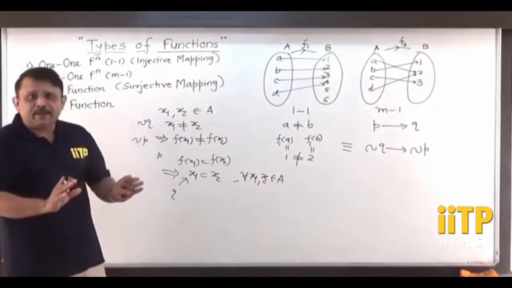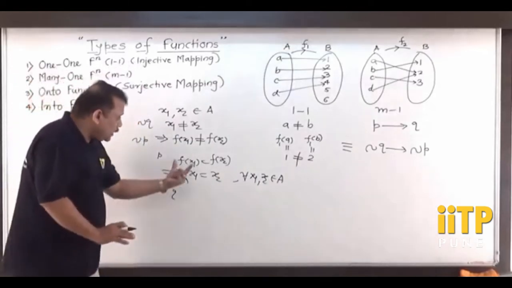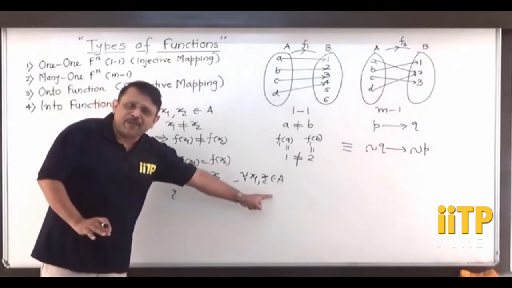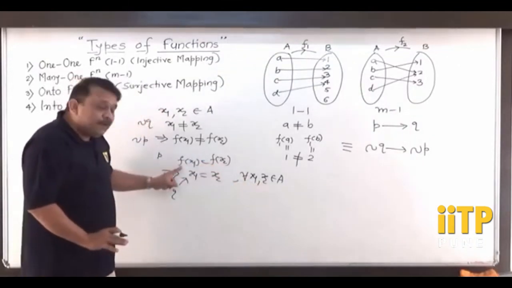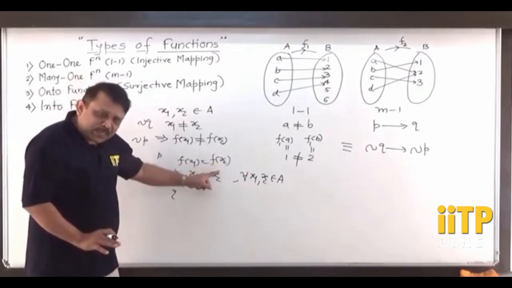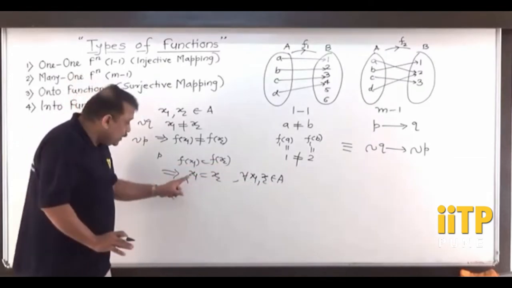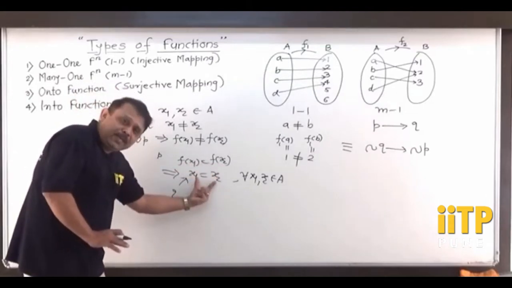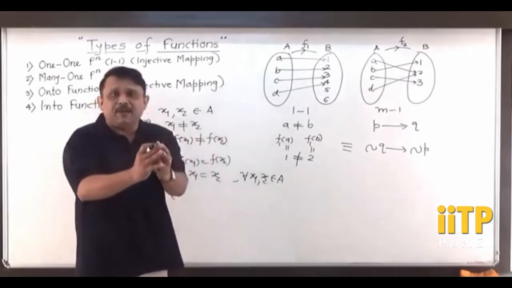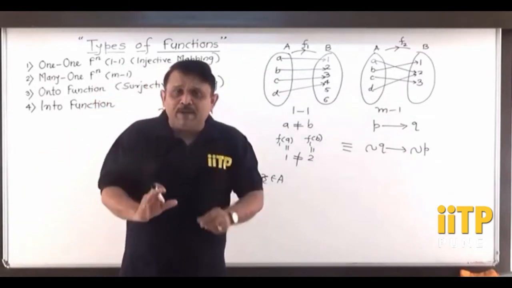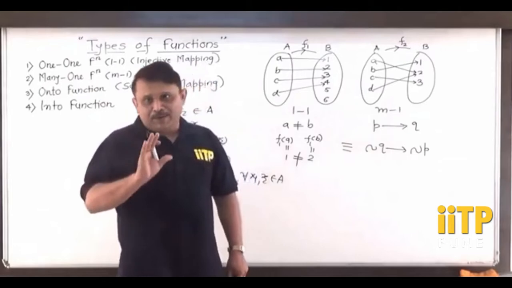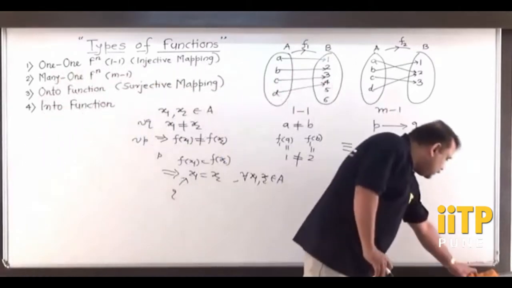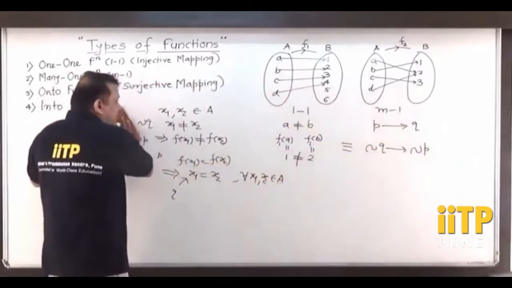So in order to show that the function is 1, 1, consider values of the function at x1 and x2, any x1, x2 belonging to A. When the values of the function are the same, then x1 equals x2. These are the images of x1 and x2 and these are the pre-images. So whenever images are equal, pre-images should be equal in order to get the function 1, 1. This is the description which tells us what a 1, 1 function is.